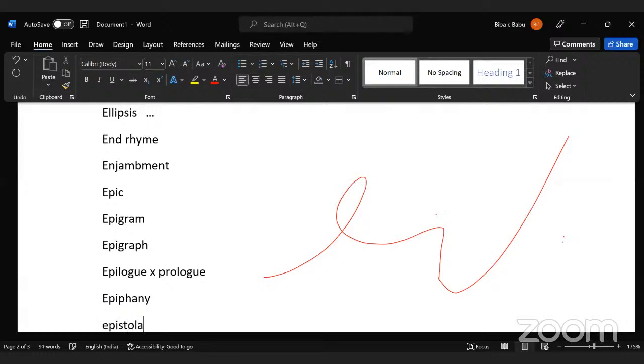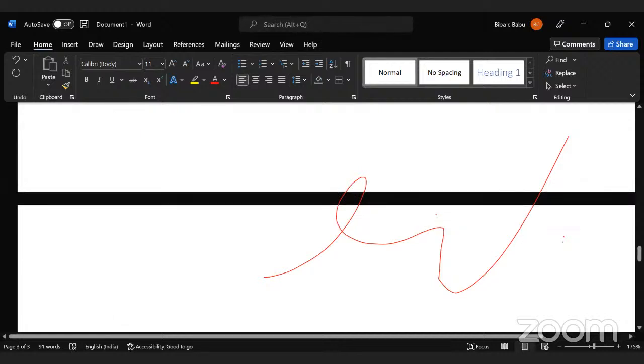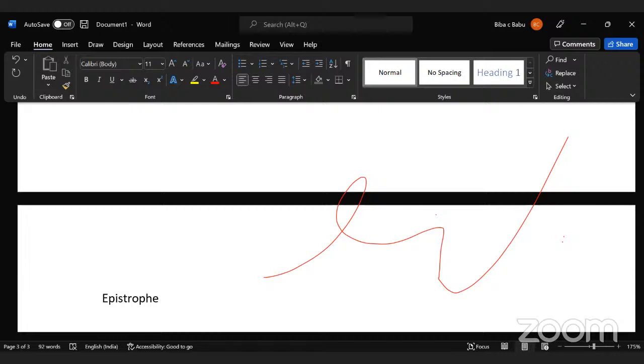Next is epistolary. Epistolary is a form of writing where it is written in the form of letters, diary entries, journal entries, etc. That's an epistolary novel. Samuel Richardson's novel Pamela is an example of an epistolary novel. Here, the story is narrated through letters or diaries. That is called epistolary. Next is epistrophe. It is a repetition of phrases or words at the end of sentences. It is also called epiphora.